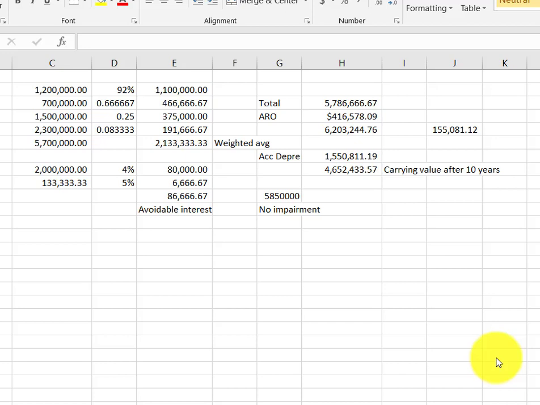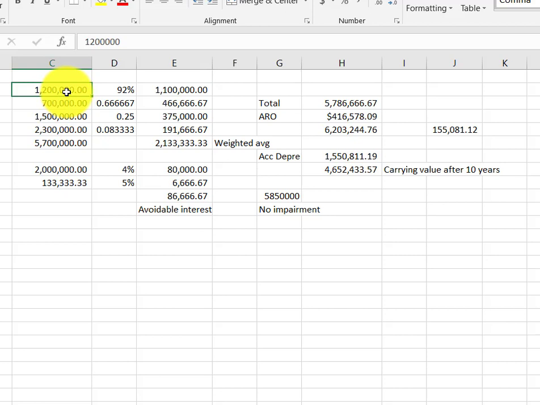Hello everyone. The second practice problem and the answer to it is here on this spreadsheet. We have a landfill situation where we're going to self-construct the landfill. So the first thing we need to apply is the concept of capitalized interest because this is a self-constructed asset.